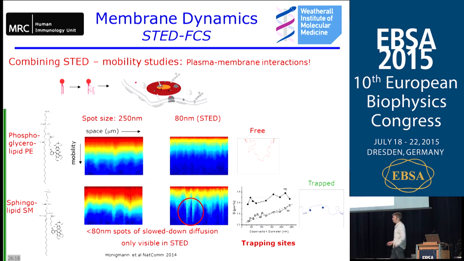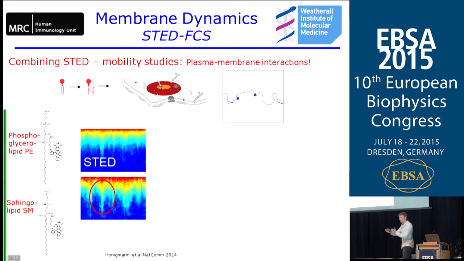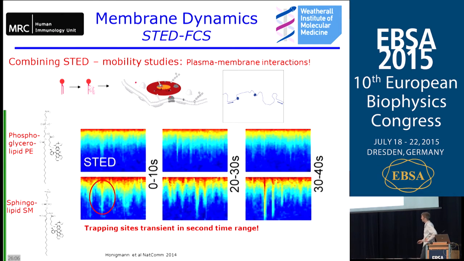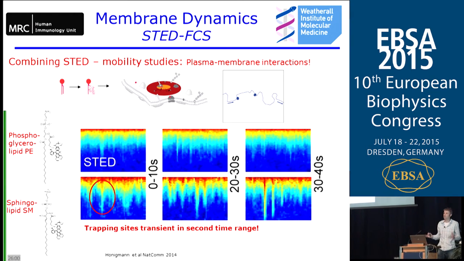Now, in the next step, we wanted to see, are these trapping sites stable, or do they move in space? So we recorded subsequent 10-second measurements of these mobility maps over time. So this was the first one. We had these trapping sites. And if we look at the next 10 seconds and the next 10 seconds, you see that the number of trapping sites as well as their position changes.